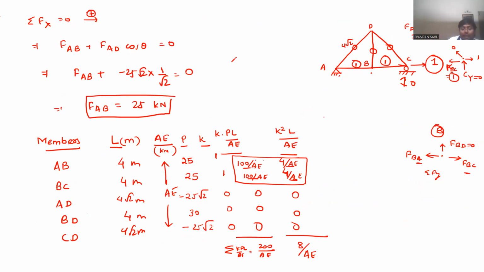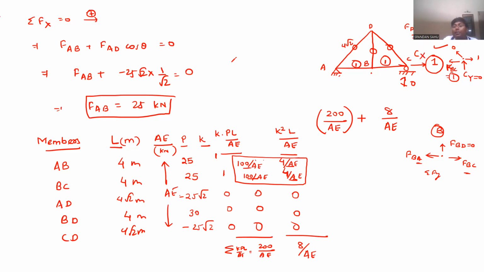So you can write 200 by AE, that is due to deflection of joint C due to external load, plus 8 by AE. 8 by AE was due to deflection at point C due to unit load at C. But this unit load, is it real or virtual? It is virtual load, but displacement is real.